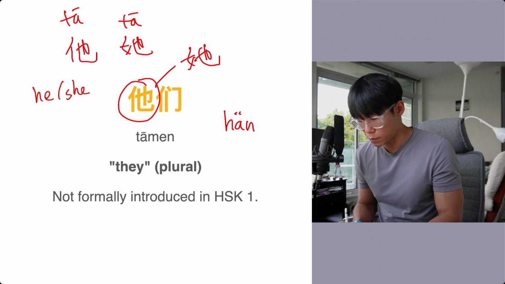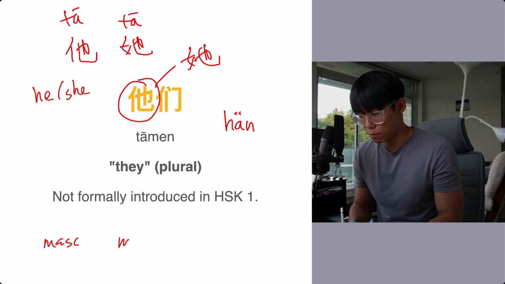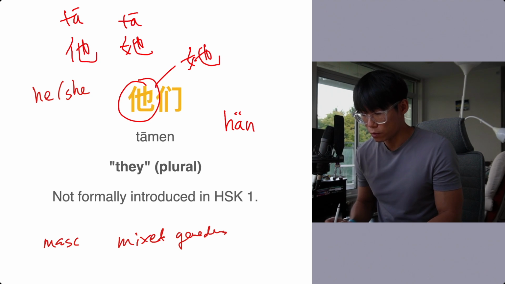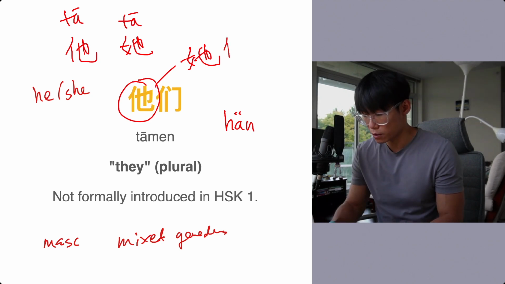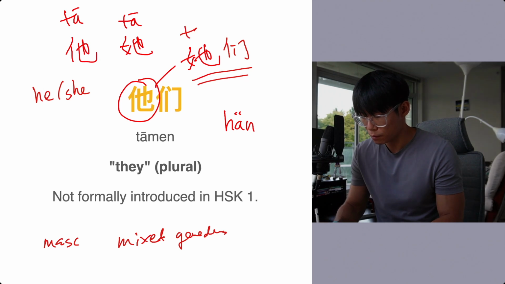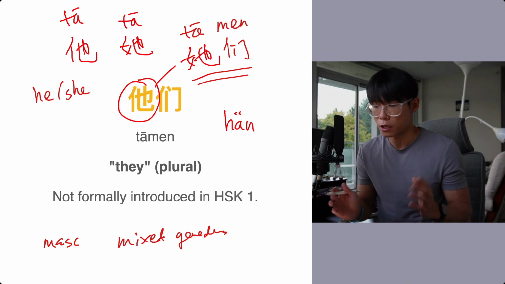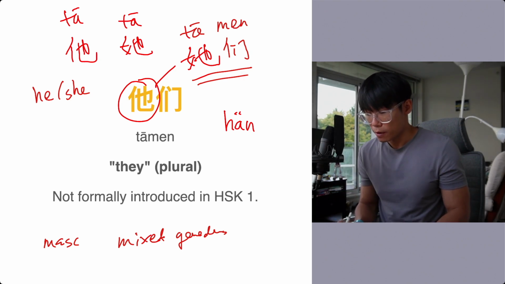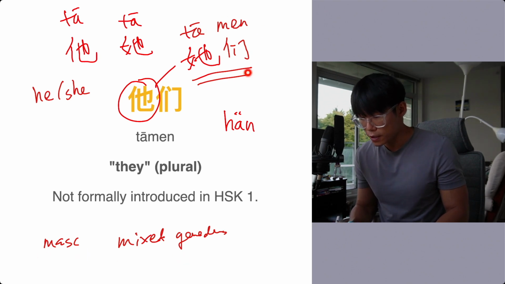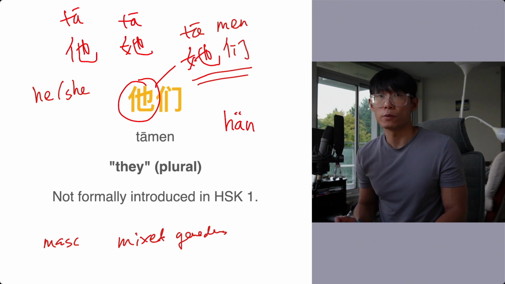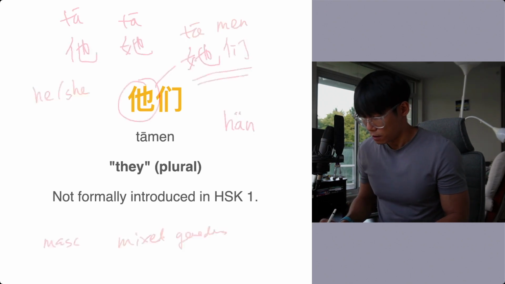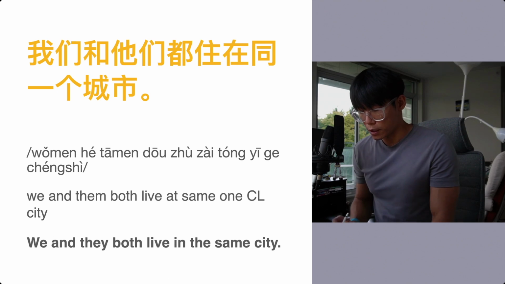So 他们 is they. It can be either just the masculine gender or mixed genders. But if you want to refer to a group of women, you can use 她们 like this. Pronounced exactly the same. Again, in speech, we do not distinguish the genders, but when we write, this 他们 can be either masculine or mixed, but this 她们 is only a group of women, okay?